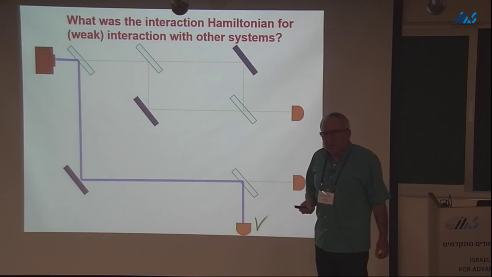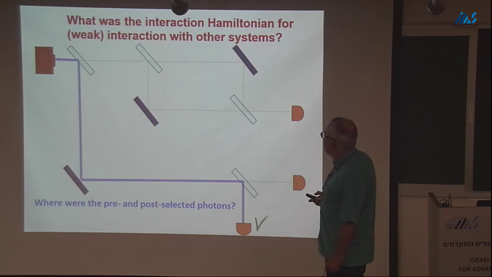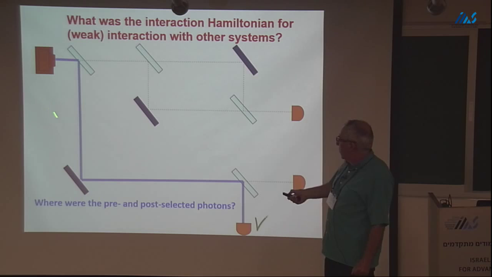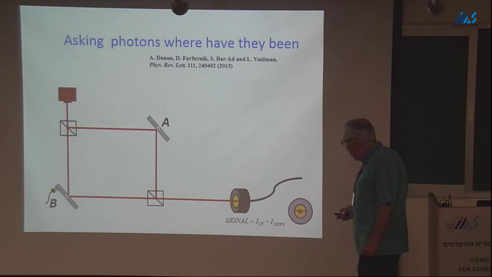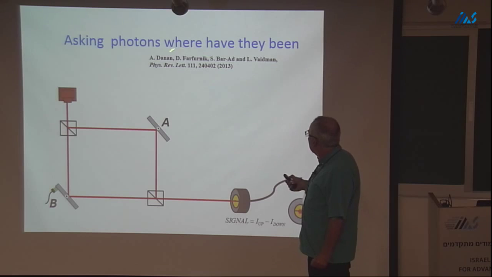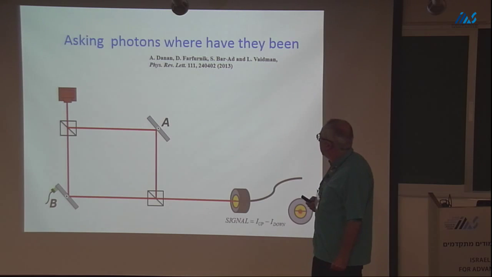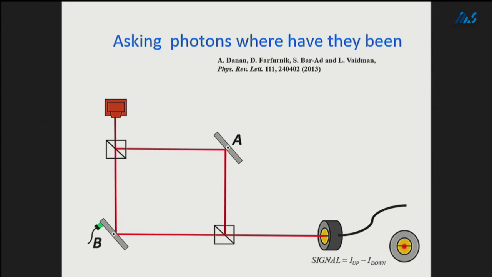So I will start with a description of how we asked the photon where it was. We asked the photon where it was, started from here until here. Where were the pre- and post-selected photons? There were two students, and Shimshon Barad was the head of the laboratory where it was done. But I really went down into this basement in Tel Aviv and helped to do the experiment.